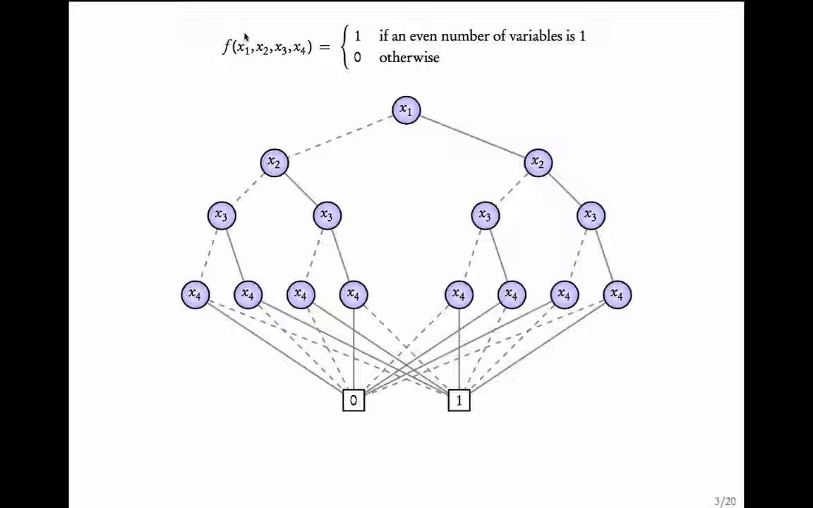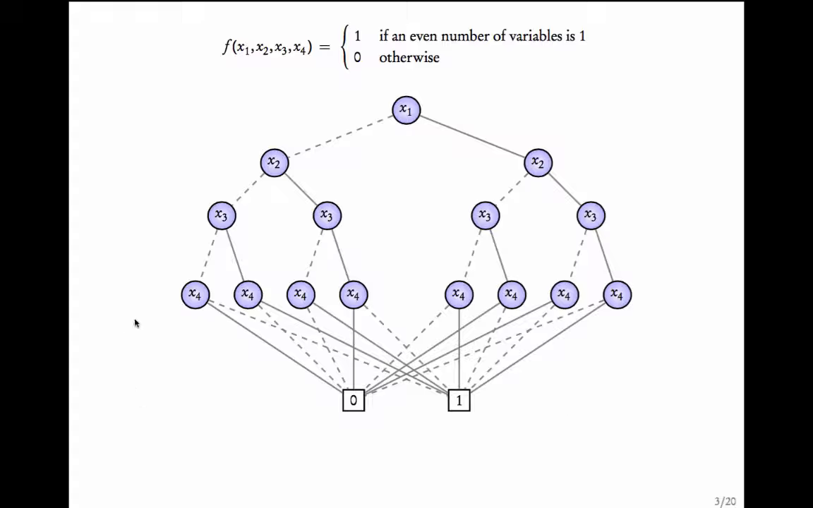What about f of 1, 1, 1, 0? That will be 0 because an odd number of these variables is 1. What about f of 1, 1, 1, 1? 4 of them are 1. So an even number of them is 1. So f of 1, 1, 1, 1 will be 1. Now what about 0, 0, 0, 0? None of them is 1. Still an even number of them is 1. So f of 0, 0, 0, 0 will be 1 since 0 is an even number.